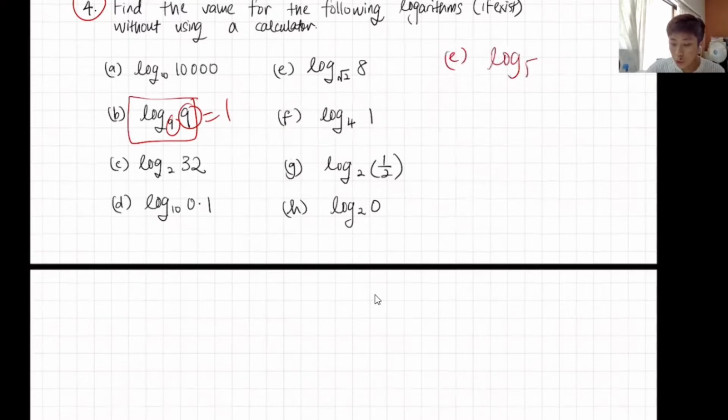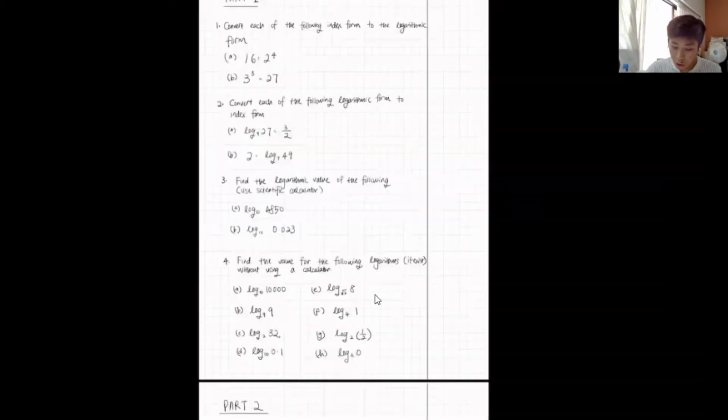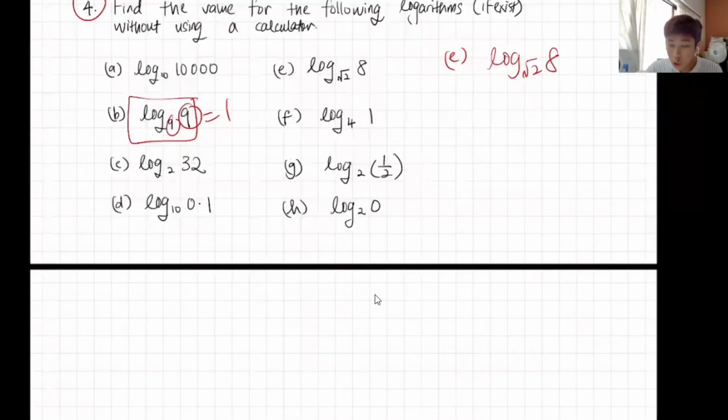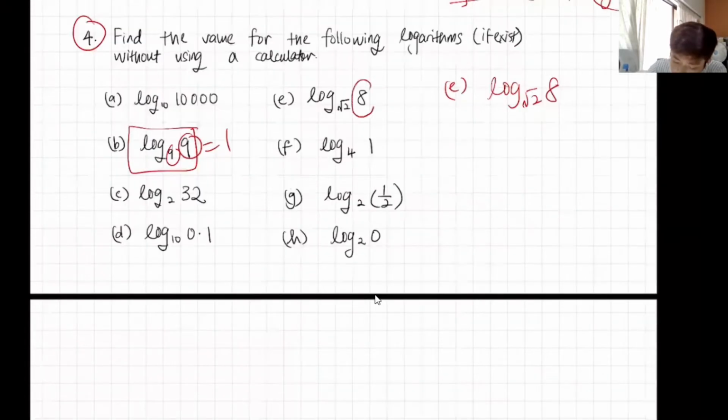Log 2, 8. What is the answer of log base surd 2 of 8? I call it surd 2. Okay, get used to this word surd 2 because I'll go through surds also. It's a new syllabus that you need to learn. Surd, or I call it root 2, square root of 2. Log to the base of square root 2, 8. What is this answer?